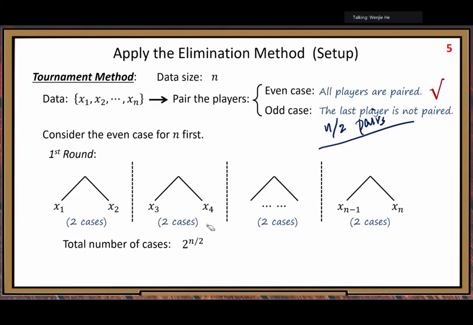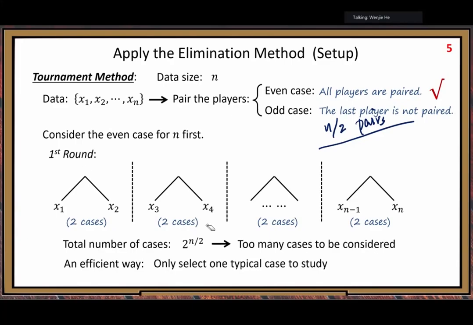Okay? Let us pick that representative case. The representative case, the first pair, let's say x1 is the winner. That's because here we choose a representative. We assume x1 is the winner, because if x2 is the winner, no big change. We just flip two elements, so we get to the x2 case. No big change. So that's why we can pick a special case as the representative. Efficient way: select one typical case to study. Typical case, assume x1 is the winner.